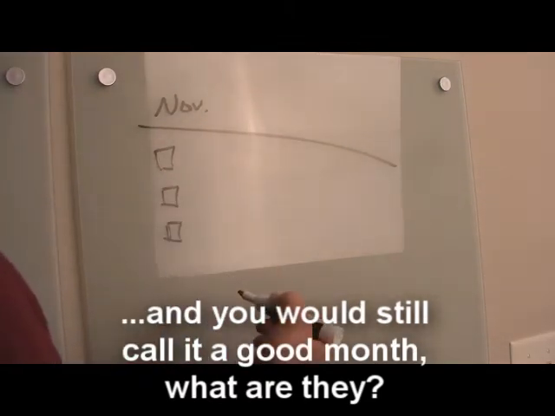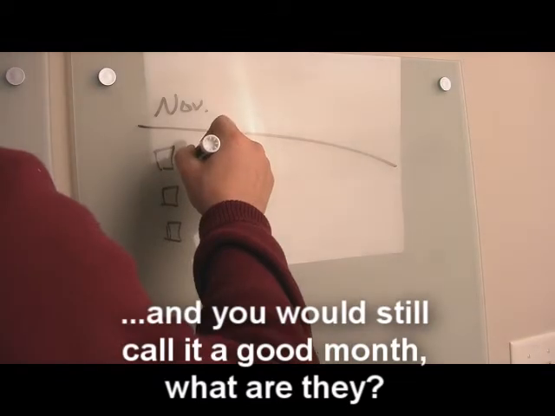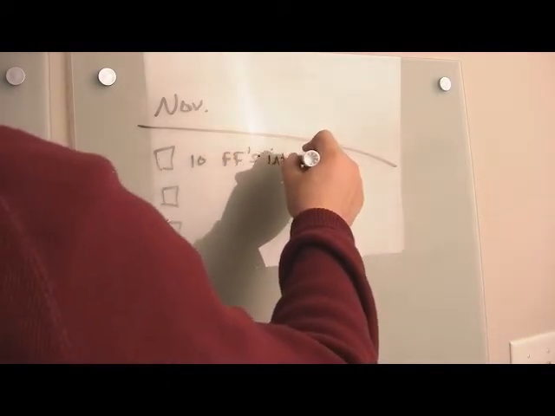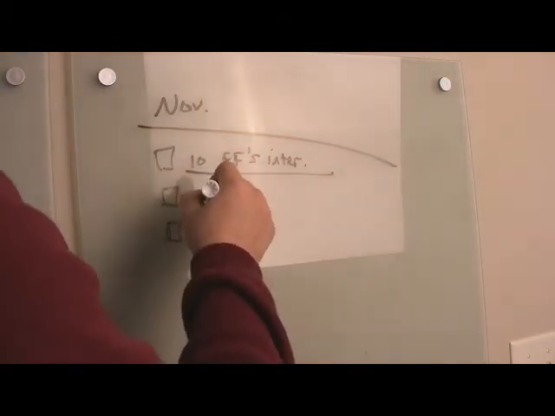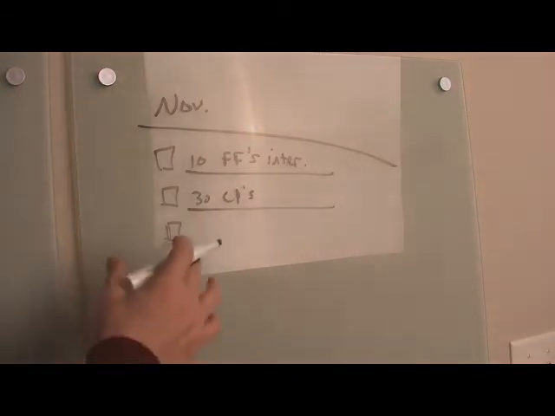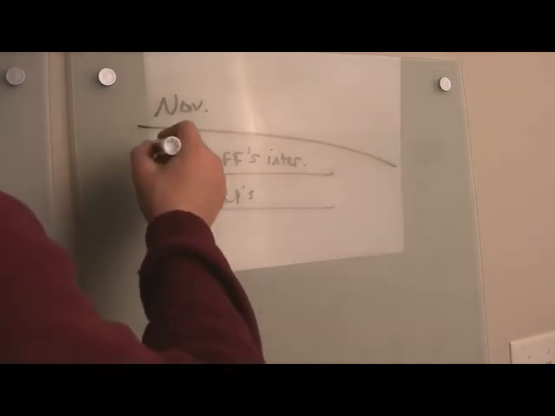So for the month, I want to have, let's say, 10 first face-to-face interviews. That's the first thing I want to do. I want to have 30 candidate presentations. It's the second thing you want. Now, those are results. There's 2 different types of goals you can set for yourself. Results goals and then also performance goals.